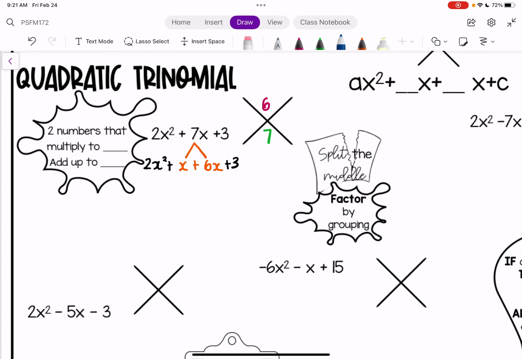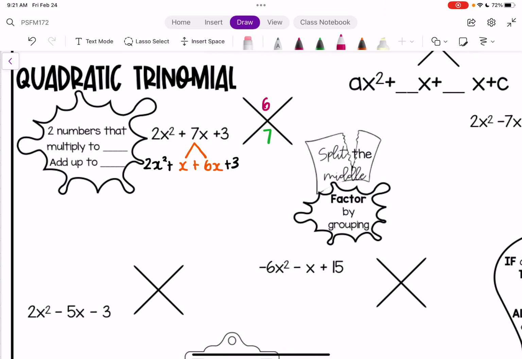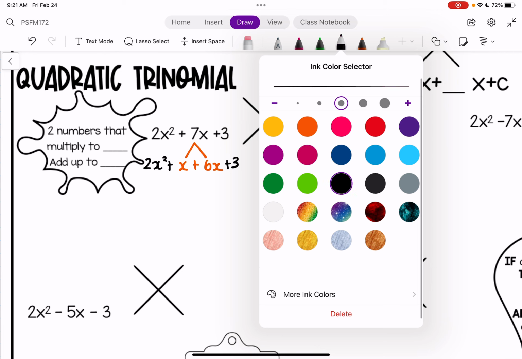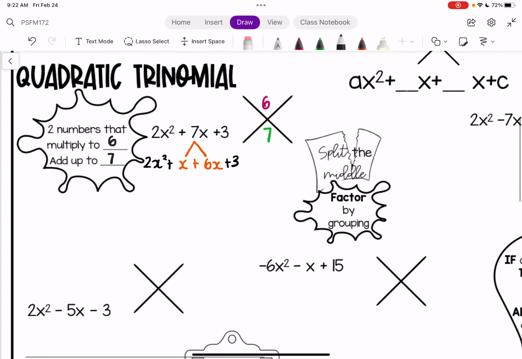Okay, so from here, we need to factor by grouping. So we wanted two numbers that multiplied to 6 and added up to 7. And we have split the middle. That's this step over here. So we can think of this as our first step. This is our second step. So we split the middle. And now comes our third step, which is factor by grouping.